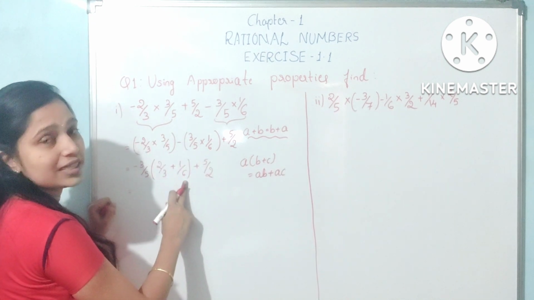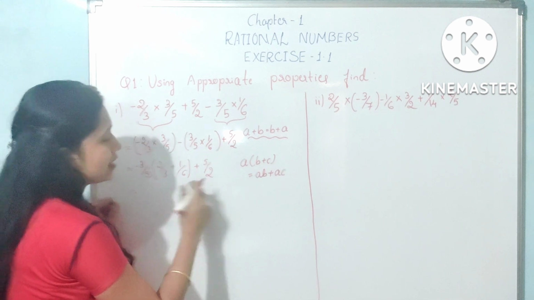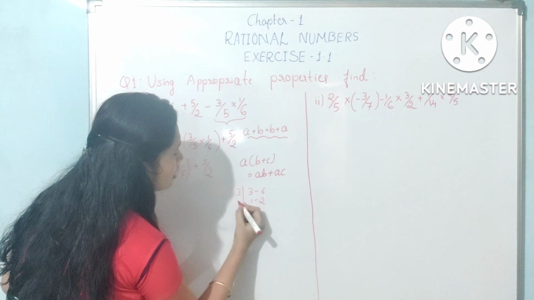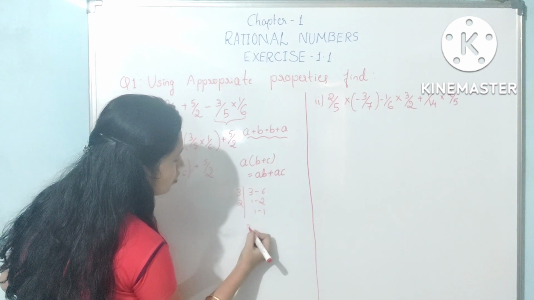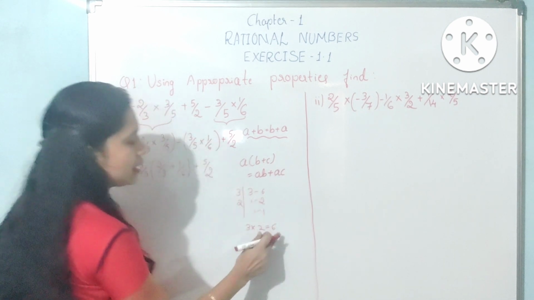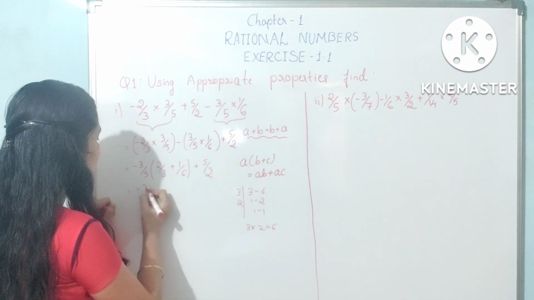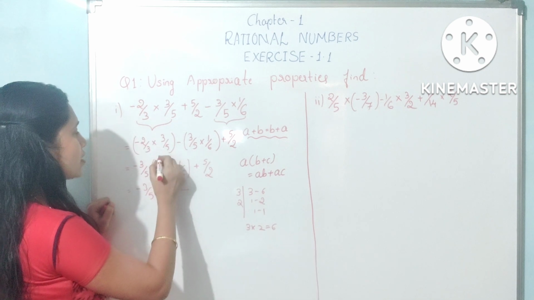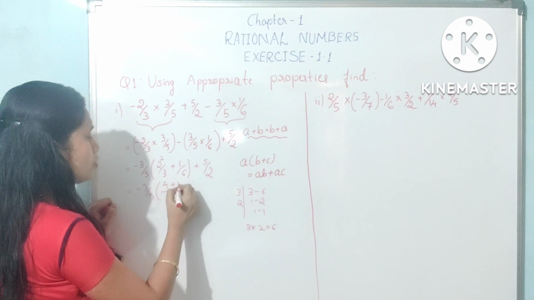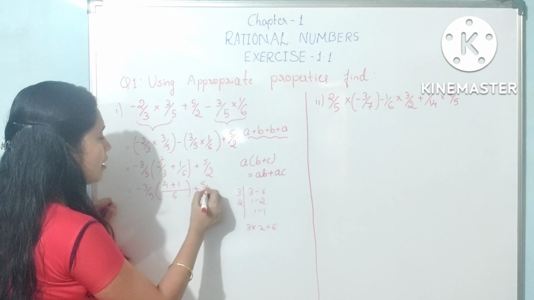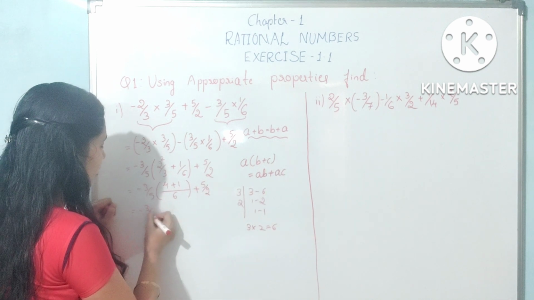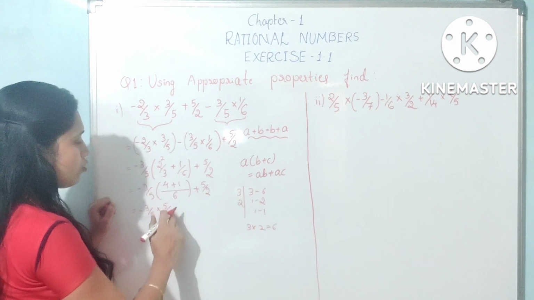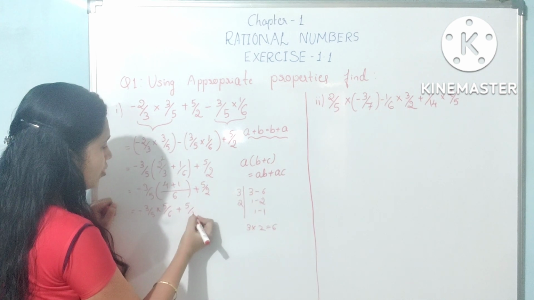So here we have to take the LCM of 3 and 6. The LCM of 3 and 6 is 3 into 2, which is equal to 6. The LCM is 6. So minus 3 by 5, now the LCM is 6. 3 twos are 6, 2 twos are 4, plus 1, plus 5 by 2. So minus 3 by 5 into 5 by 6, since 4 plus 1 is 5. So 5 by 6 plus 5 by 2.